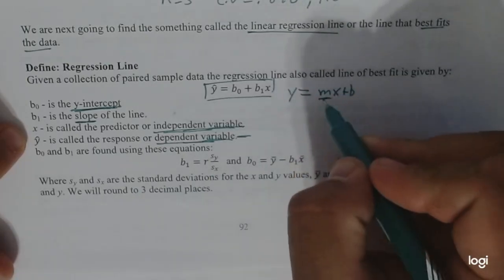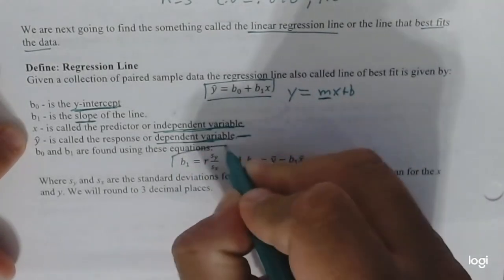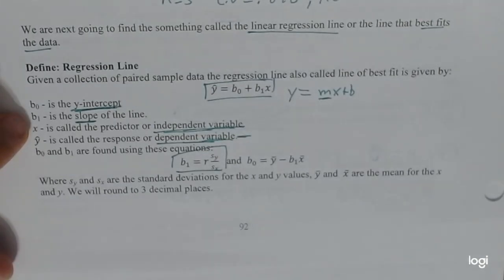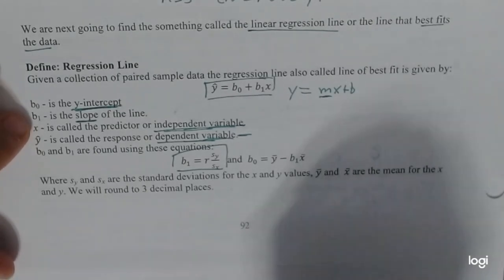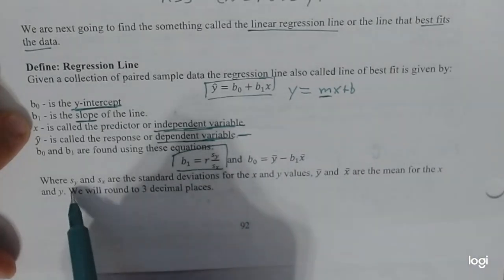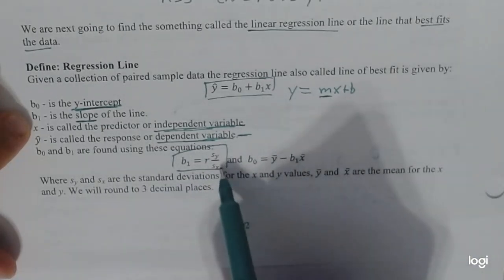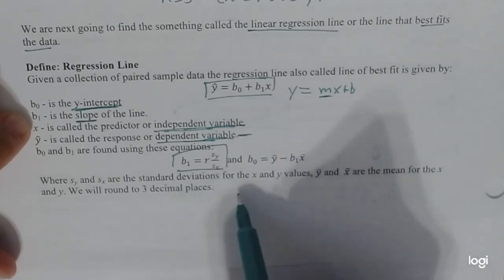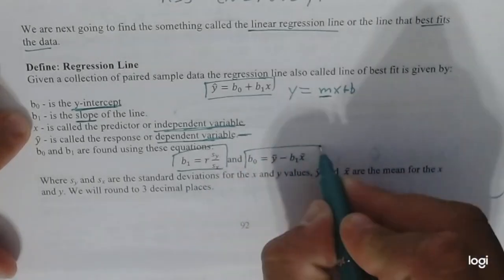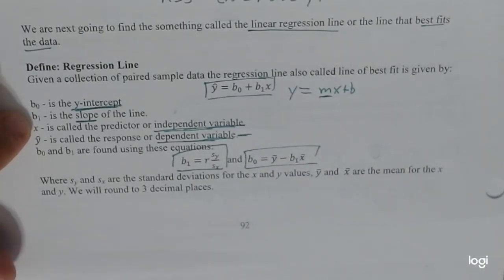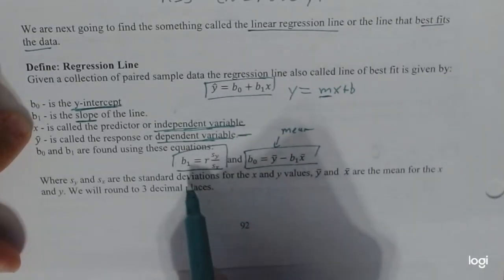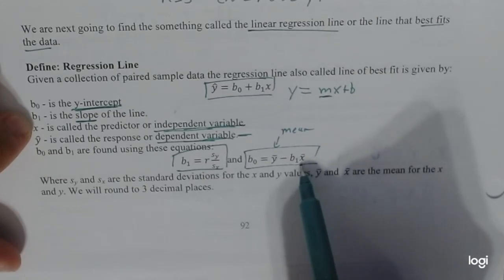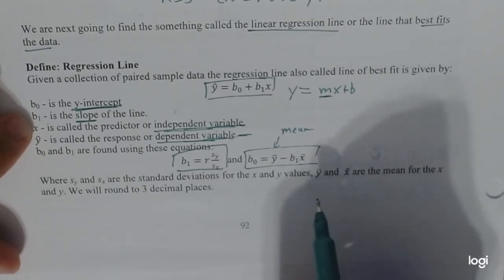Now, when it comes to the slope and the y-intercept, we have equations for those. The b1, the slope, is equal to r, the linear correlation coefficient, times s of y over s of x, the standard deviations of the y variables and the x variables. And our y-intercept, b naught, is equal to the mean of the y's, y bar, minus b1, so we have to find b1 first, times the mean of the x's, x bar. So there's a lot of mean stuff happening.